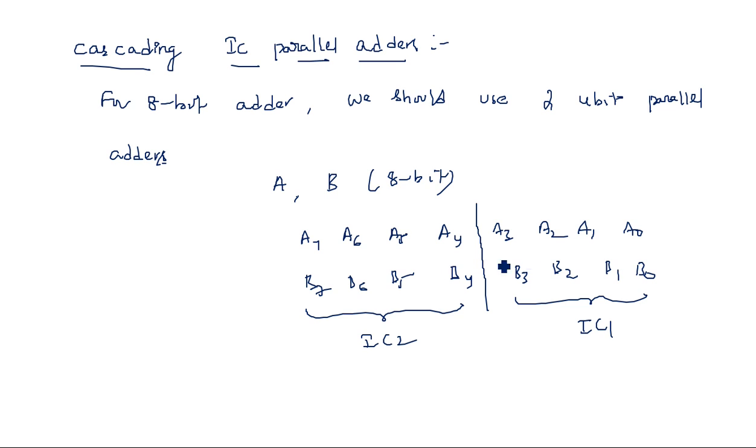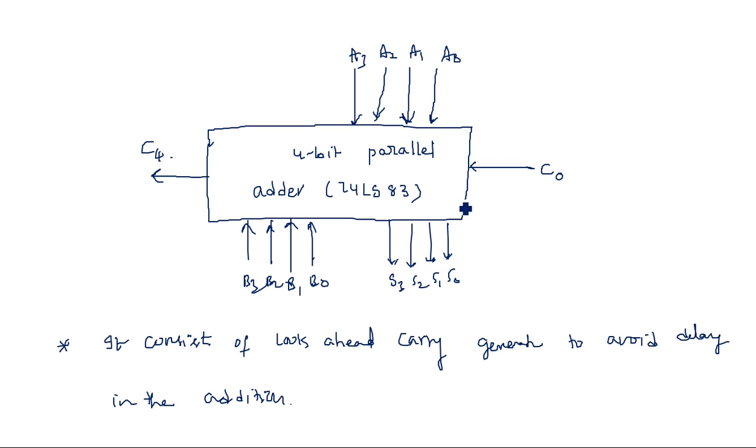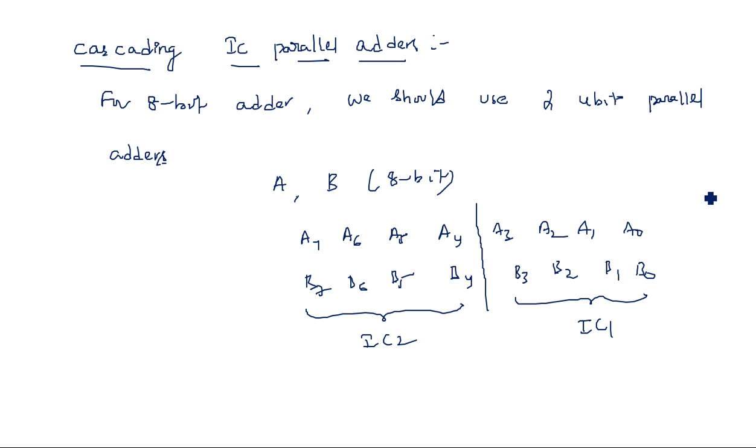But what about the carry generated? We have a carry input as well as a carry output in this IC, because when we are using 4-bit parallel addition, we have an input carry for the full adder, and after the addition, we will have a carry generated at the output. Here the input carry we give is initially 0. If any carry is generated at the last stage, like C4, this carry will be the input for the second IC.